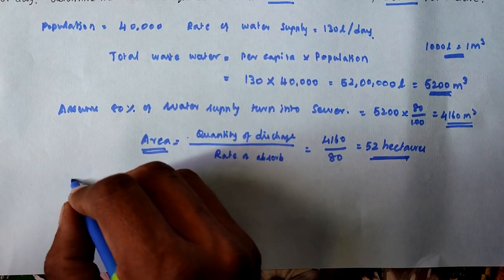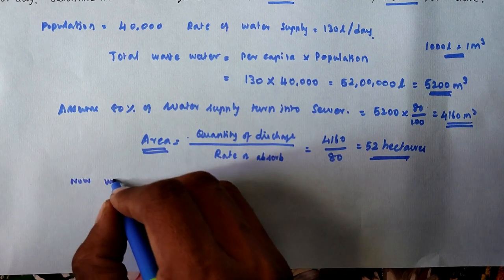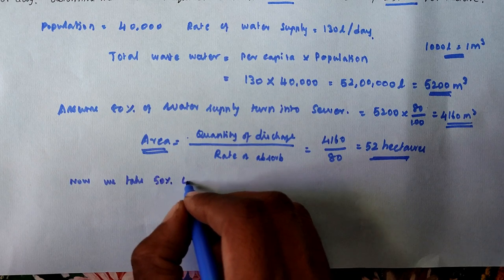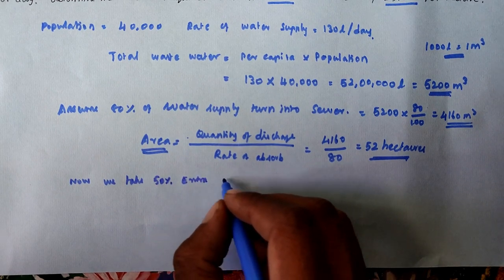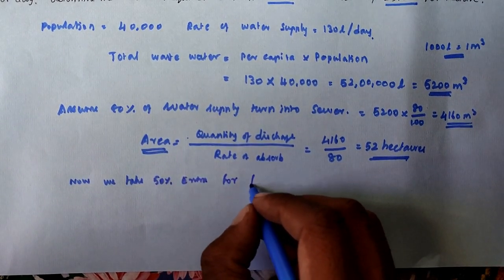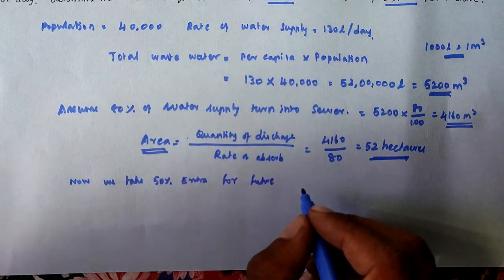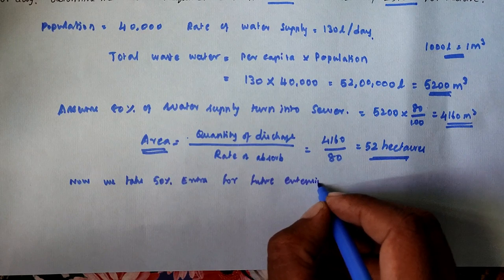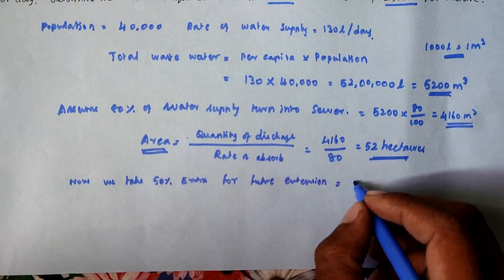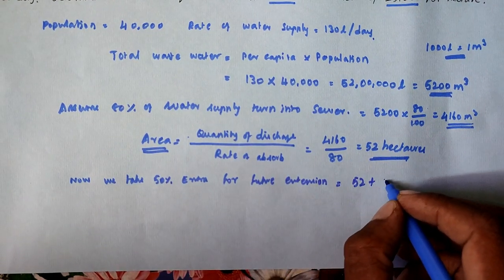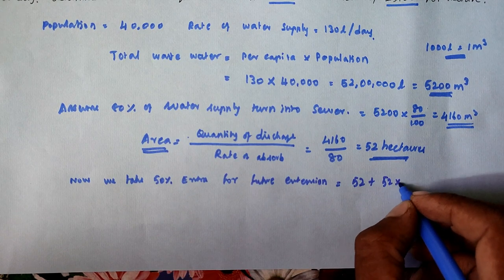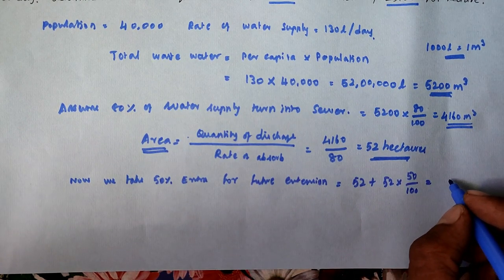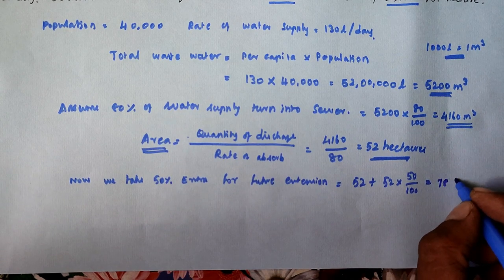Now we take 50% extra for future extension. So 52 plus 50% of 52, that is 52 into 50/100. So the total area is 78 hectares.